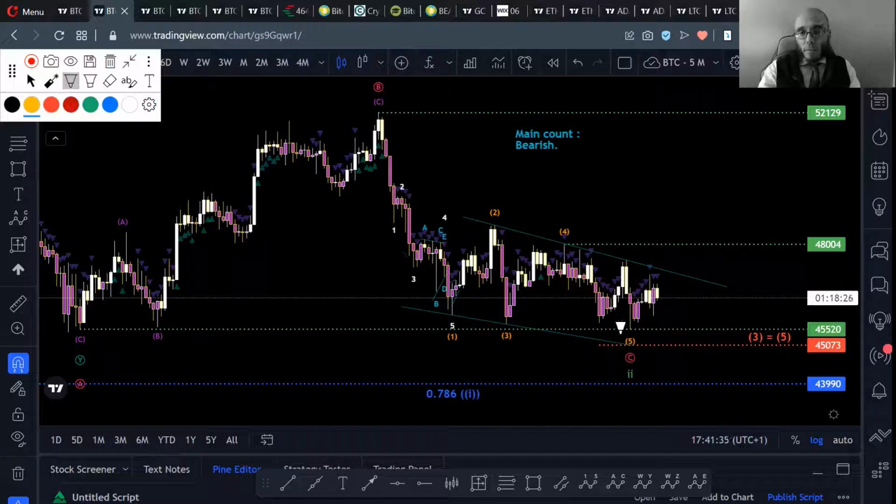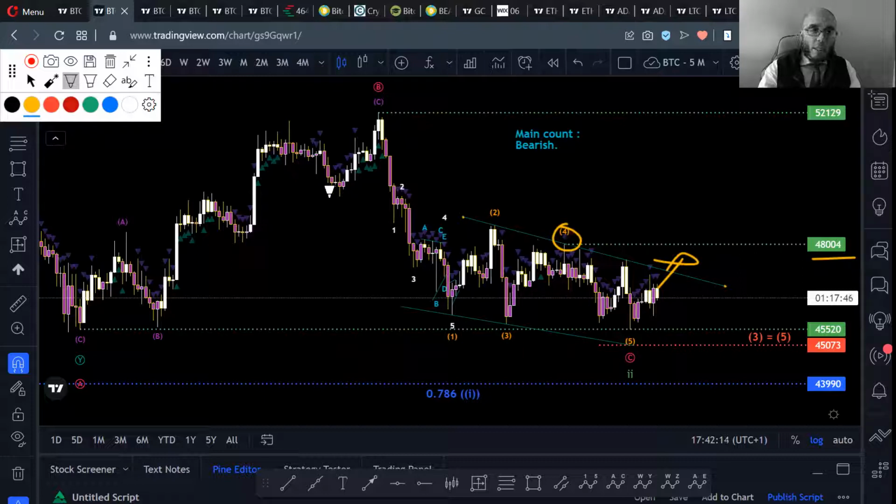Now, the optimistic case is that the diagonal count is correct and that we don't go lower, that this was wave 5 of C of 2, and that from here we go higher. In that case, our first objective is to go above the trend line of the diagonal, wave 2, 4. That trend line is the first objective for the price to go through. And the second objective will be to go above wave 4 at 48,004.